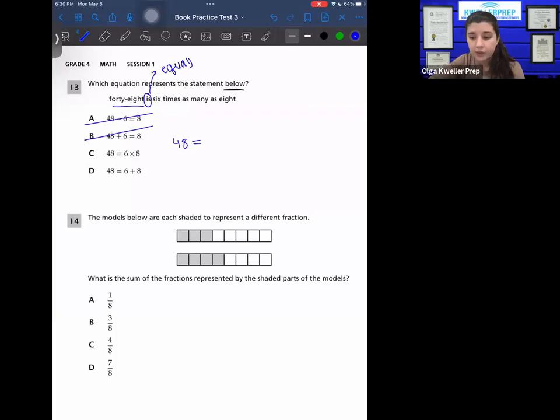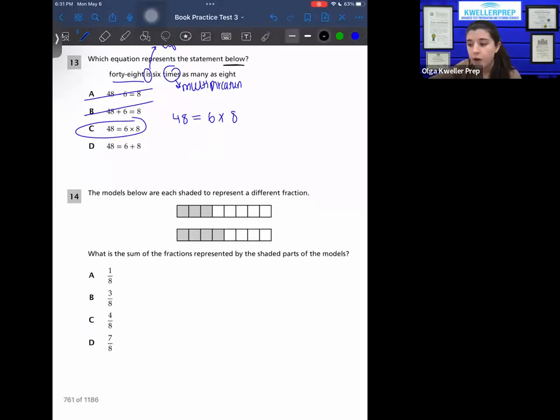So 48 equals, we have 6 times as many as 8. So 6, and then times tells me multiplication. And then 8. And that's our answer, choice C. So a big thing to take away from this question is that is equals equals. Is means equals. In a word problem or in a word expression, is always, always means equals.